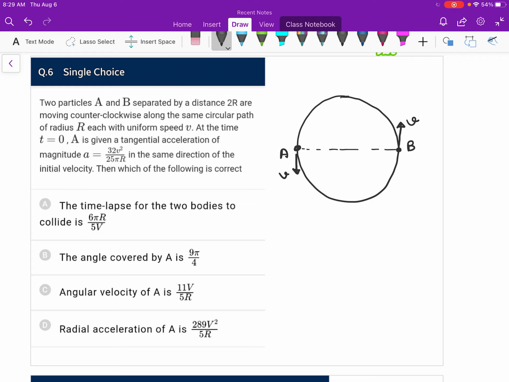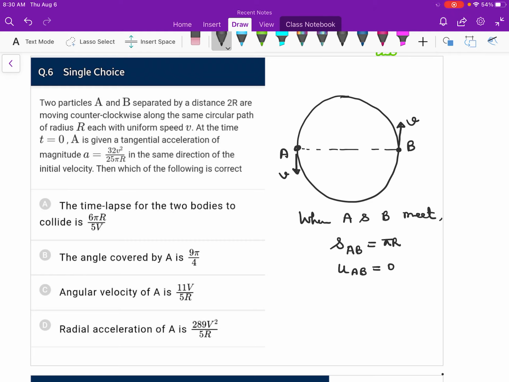Then okay, so relative separation delta x of A relative to B is pi r. So the two particles will meet when A will cover a distance of pi r relative to B. So distance traveled by A relative to B when A and B meet is pi r. Initial velocity of A with respect to B is 0.